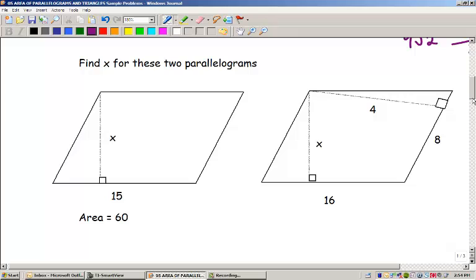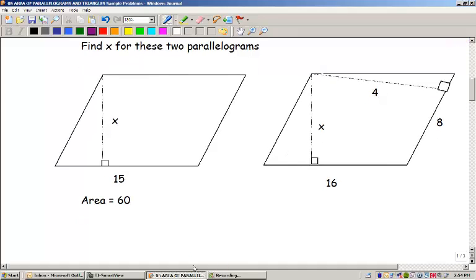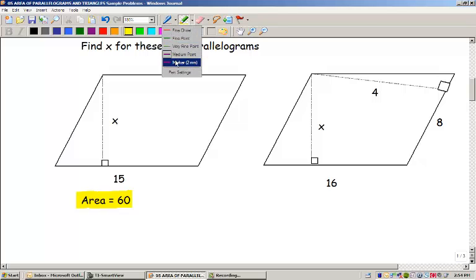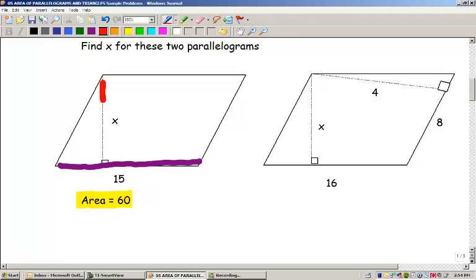This one says find x in the following parallelogram. Now what they're telling me is that the area is 60. They're telling me this side is 15. What they want us to do is find this piece right here. And again, what we should notice is that this bottom piece is my base, and that's my height.